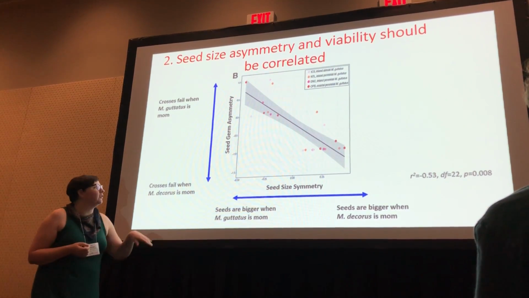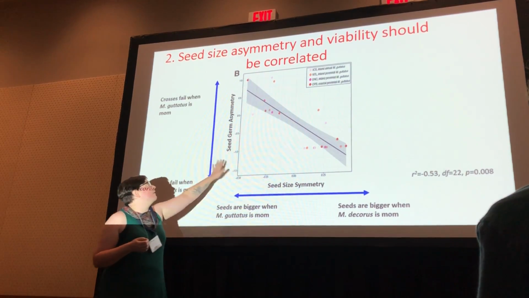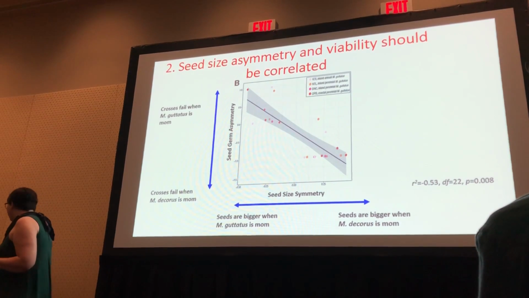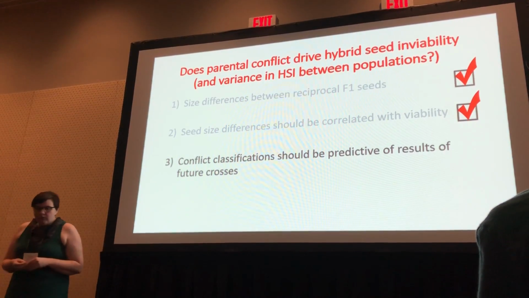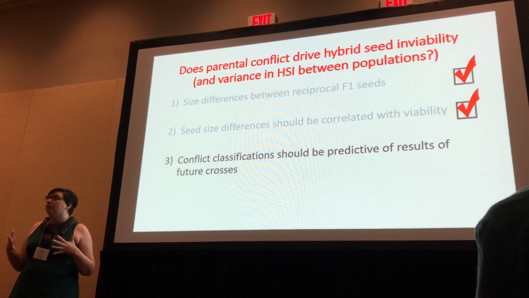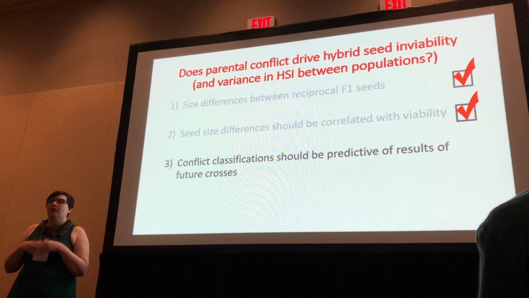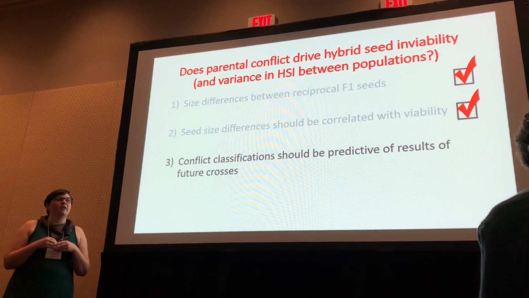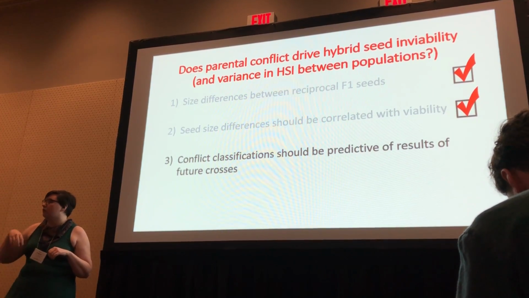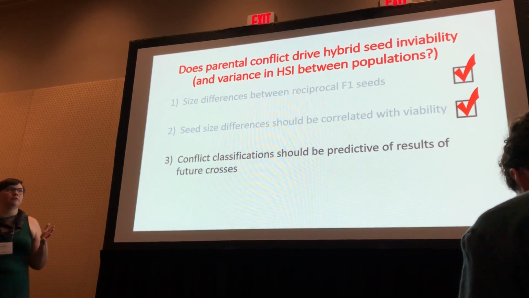So this is just a relativized measurement of the differences in reciprocal F1s and their size and their ability to germinate, where 0 means they're the same. So we see the strong correlation. And lastly, we would predict that if we can infer the history of conflict within a population, that that history of conflict should be pretty static. It's not going to be context dependent. That means that if we have a population that experienced relatively strong conflict and a population that experienced relatively weak conflict, we should be able to predict the outcomes of crosses we've never tried before.